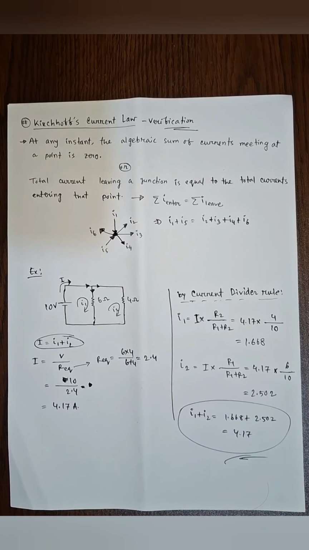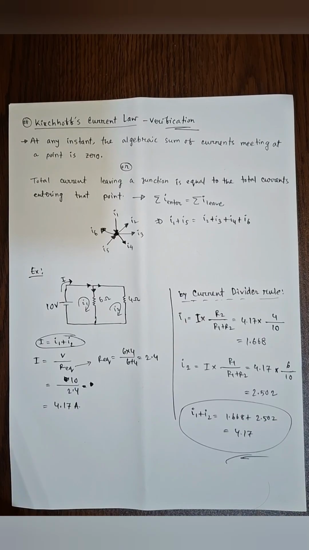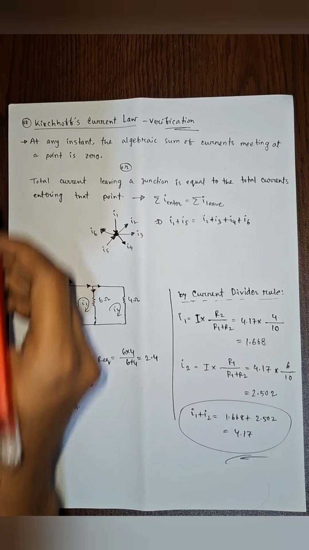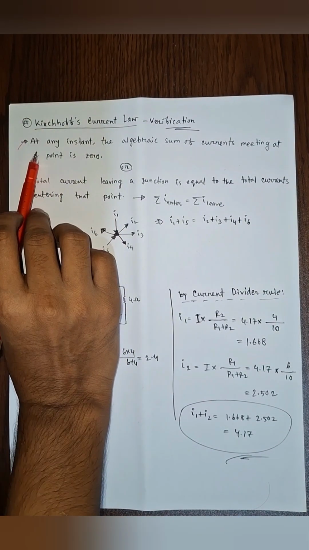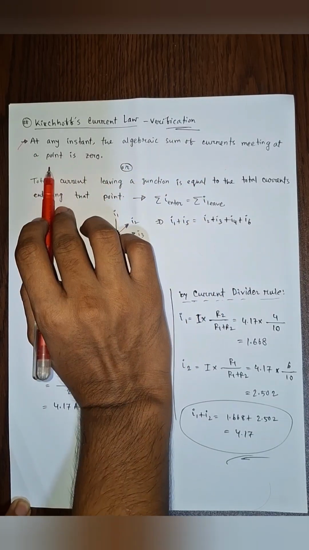Today we will work with Kirchhoff's current law and its verification. For the verification process, we will first go to the Kirchhoff's current law theory. If we look at the definition, at any instant the algebraic sum of the currents meeting at a point is zero.